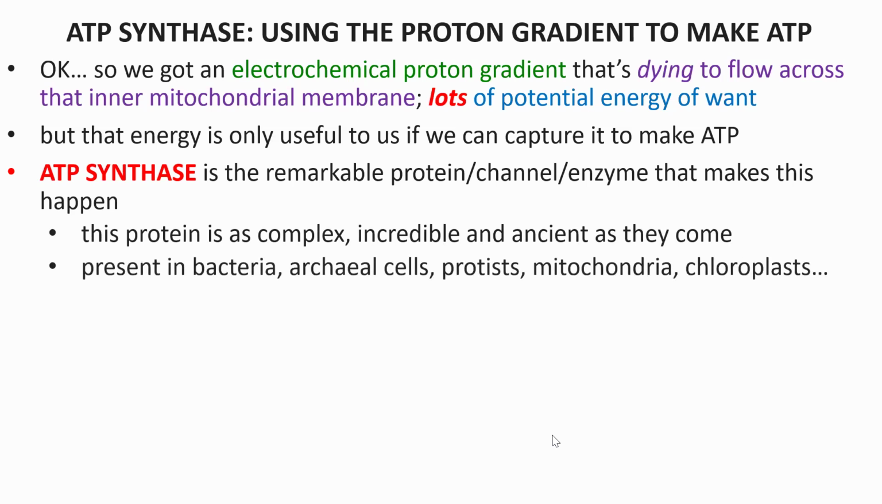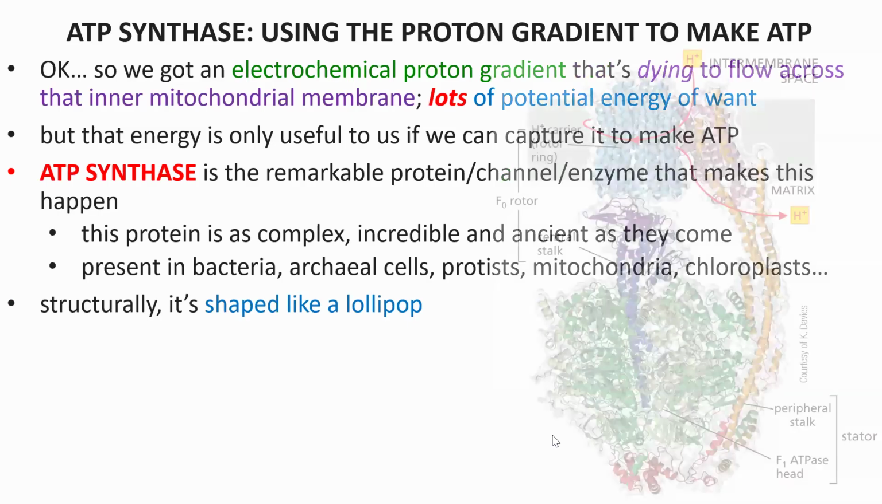And we see ATP synthase or ATP synthase-like proteins in, of course, bacteria and mitochondria. We also see these in archaeal cells. We see these in protists. We see these in chloroplasts. Anything that's capable of extracting chemical energy with oxygen is using this kind of protein.